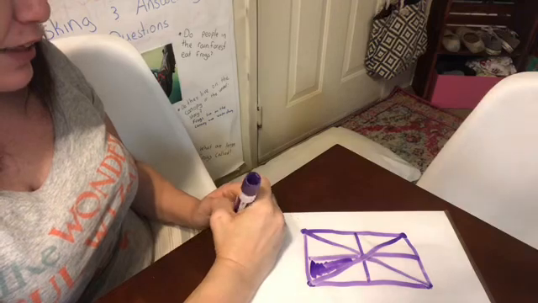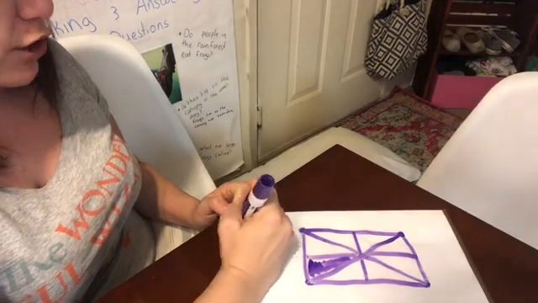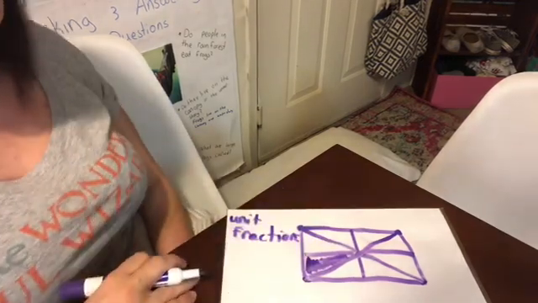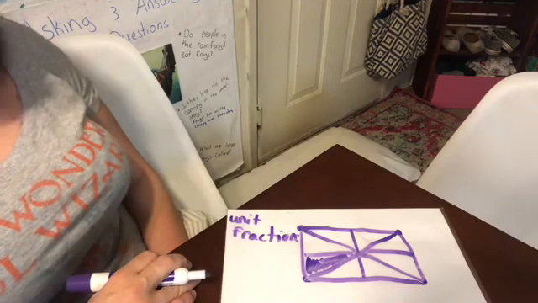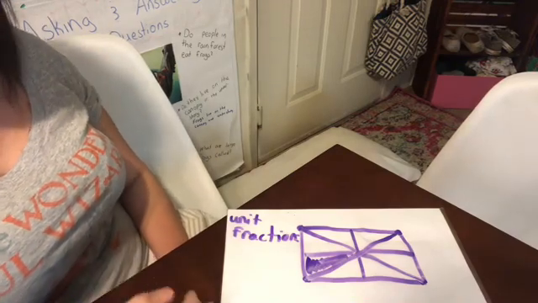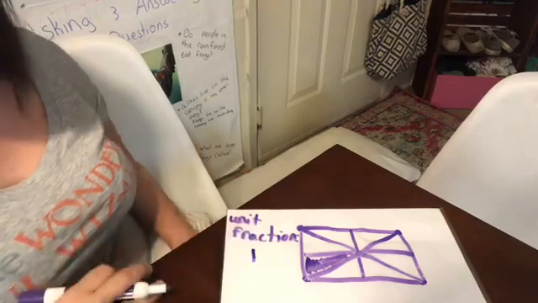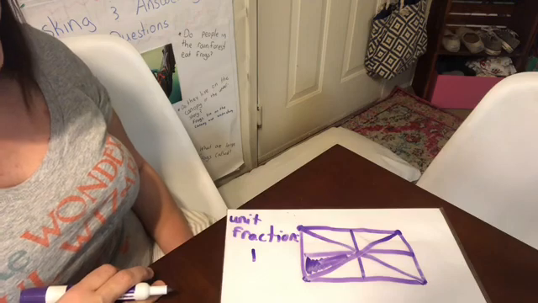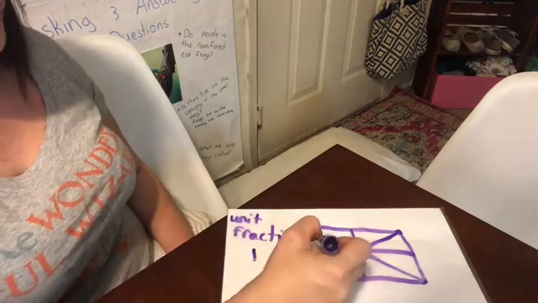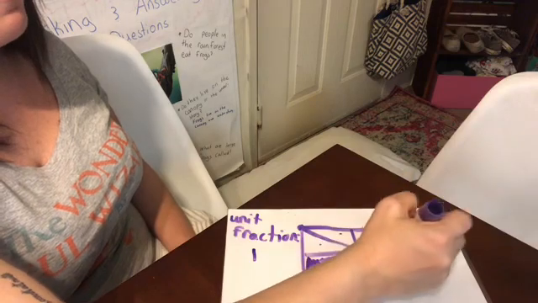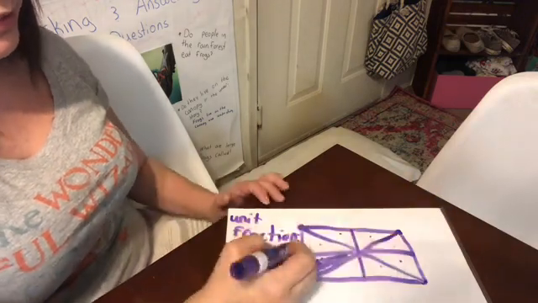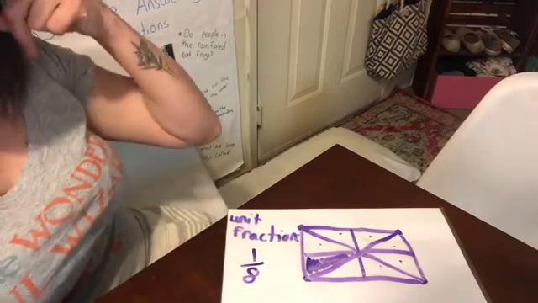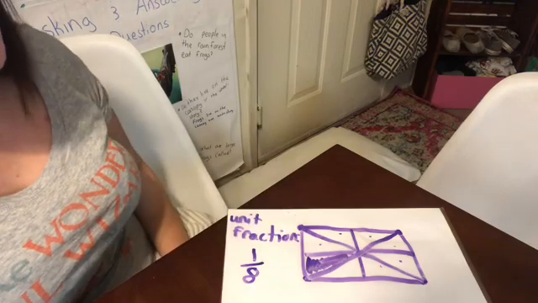Now let's write that as a unit fraction. How many parts are there total? That goes on the bottom, and how many parts are there shaded in? That goes on top. So right away I can see there's one part shaded in. And now I need to figure out how many parts there are total. 1, 2, 3, 4, 5, 6, 7, 8. So the unit fraction is 1/8. Think it, say it, 1/8.